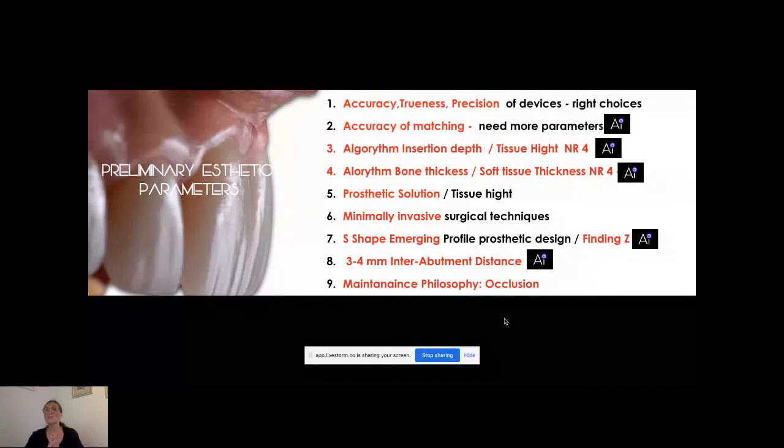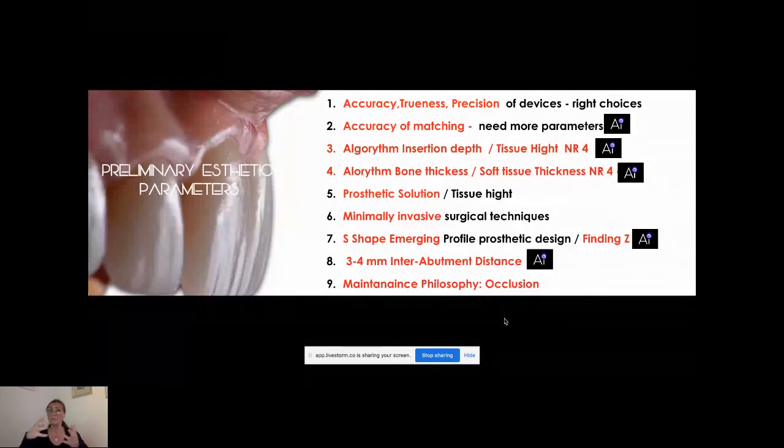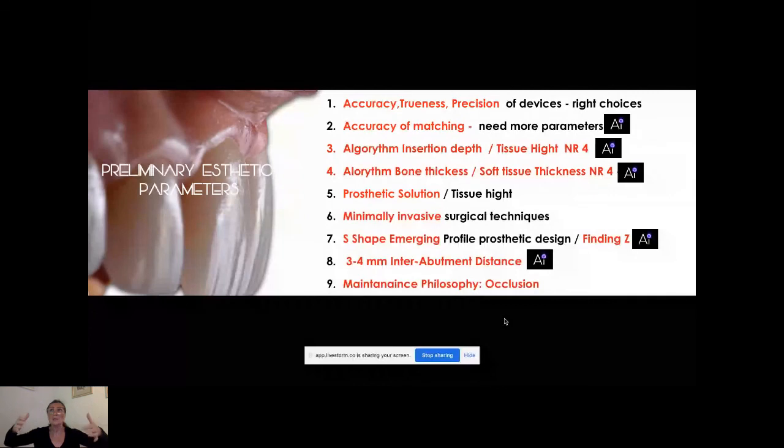We have algorithms which are established, like tissue height and tissue thickness, and the algorithms according to a 4 millimeter added value: bone thickness, soft tissue thickness, bone height, and soft tissue height. Then minimally invasive surgical techniques like the envelope technique, VISTA technique, SMART technique for bone and soft tissue, or also incision techniques which are not leaving scars. So it's also a paradigm change in the surgical field.